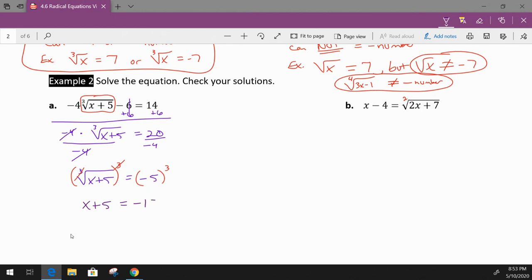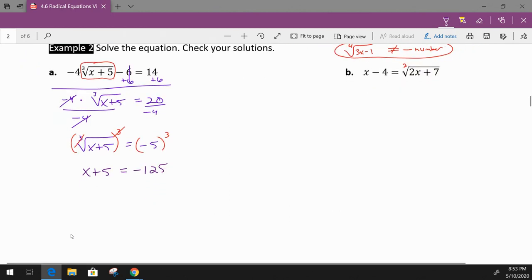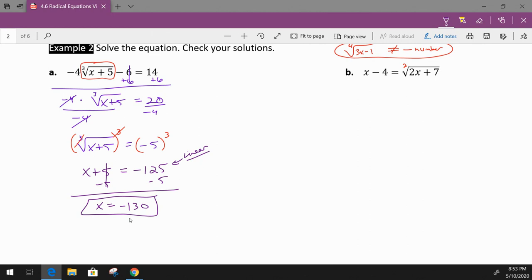Negative 5 to the third power is negative 125. Now we subtract 5 from both sides to get the x by itself. So this is now a linear equation, and we get negative 130 as our solution for x. If you substitute the negative 130 back into the original equation to check it, negative 130 plus 5 would be negative 125. The cubed root of negative 125 is negative 5, times negative 4 is a positive 20, minus 6 does equal 14. So verbally, mentally checked that.